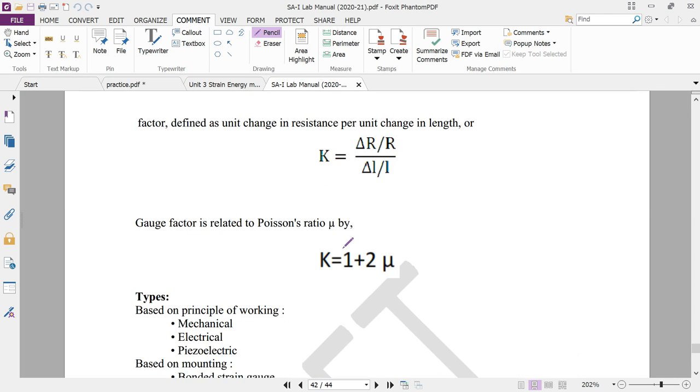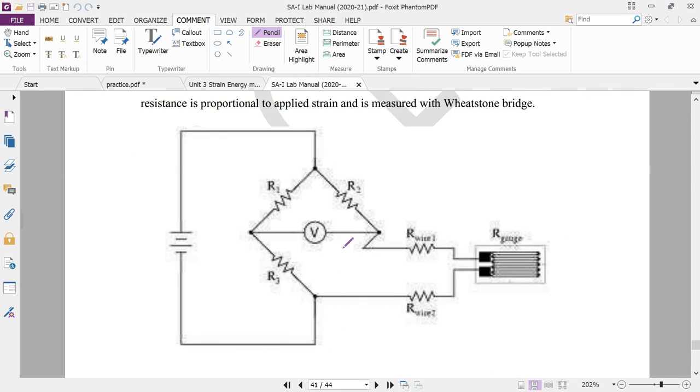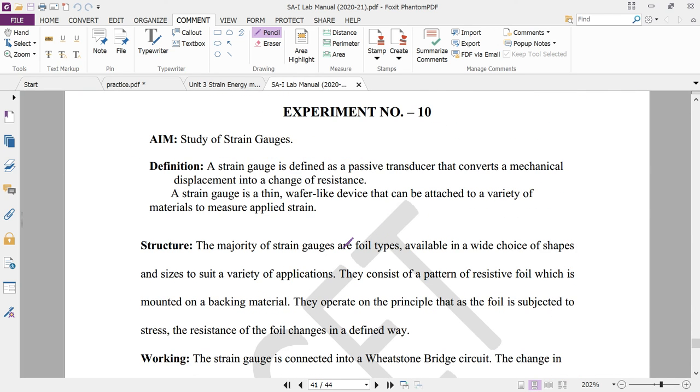In your engineering, in the field of survey or structural engineering, there are many devices which use strain gauges, and these are most extensively used in that apparatus. This is just a study practical, and the whole theoretical part is available in your practical manual. You just go through that and try to understand the concept of strain gauges.